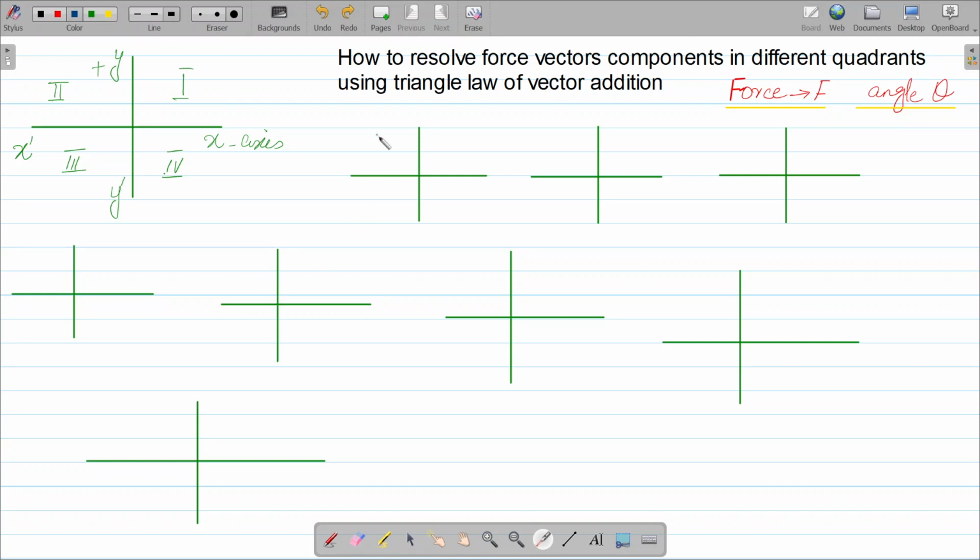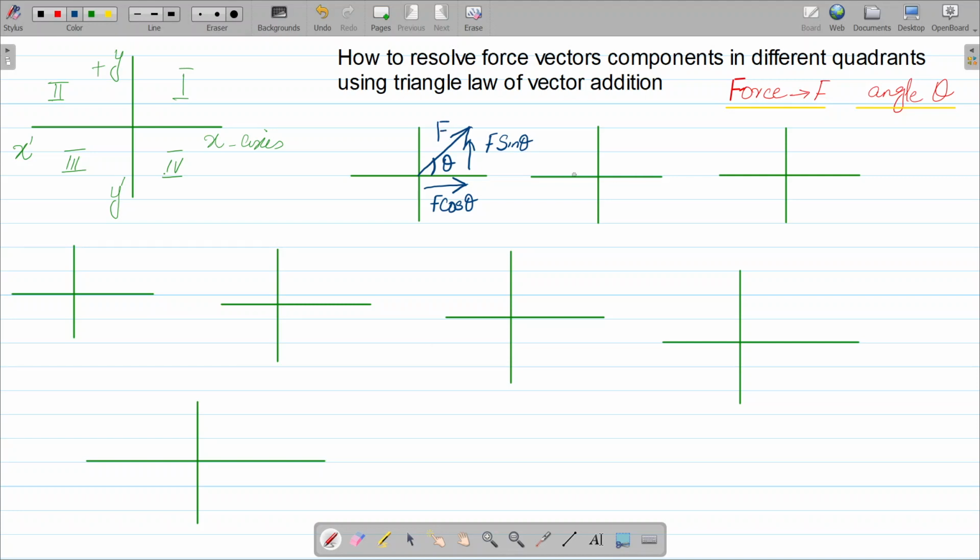Firstly, in the first quadrant, if this is our force F, it makes an angle theta. So its components will be, this component is going to be F cos theta, and again it is positive, and the other component, if you look at it, will be F sine theta. This is our resultant force F.